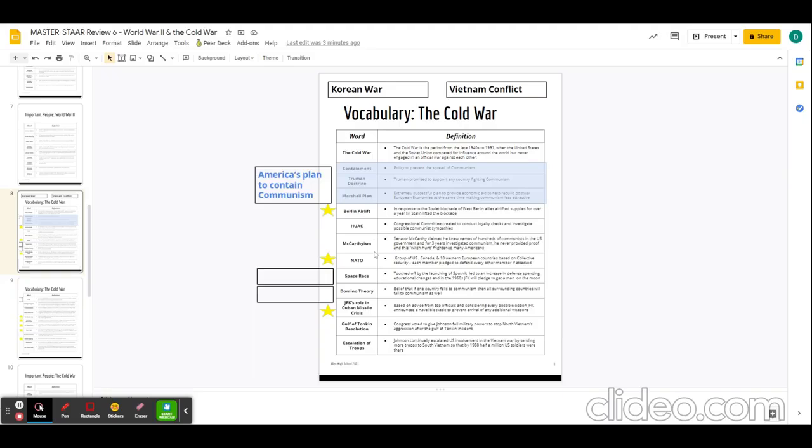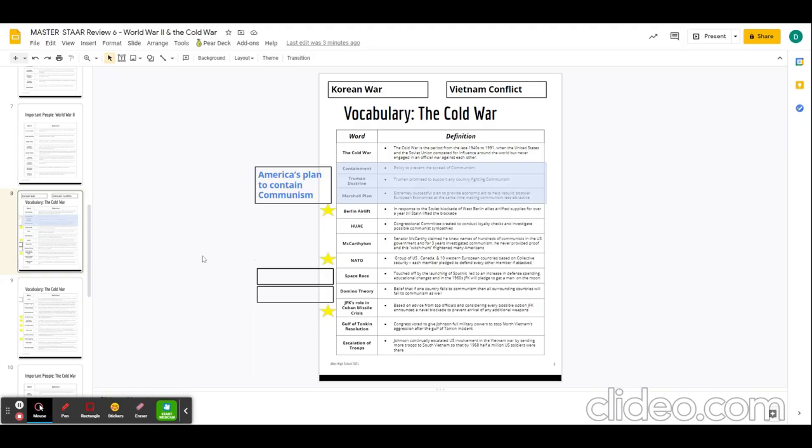You have HUAC and McCarthyism, which have to do with investigations into communists being in the United States. During the Cold War, there was a great fear. We have the Red Scare Part 2, that there were communists trying to overtake America from within. So those terms have to do with that.